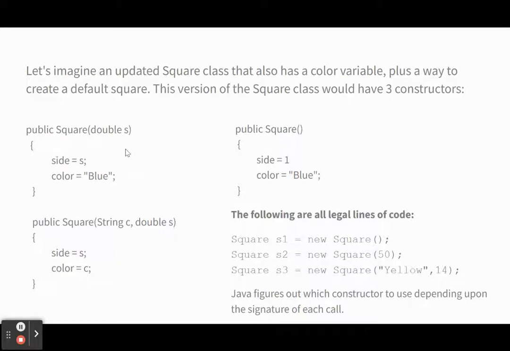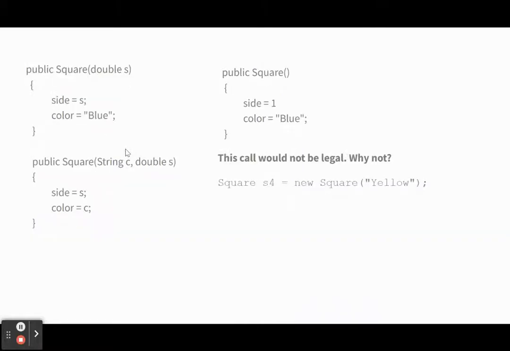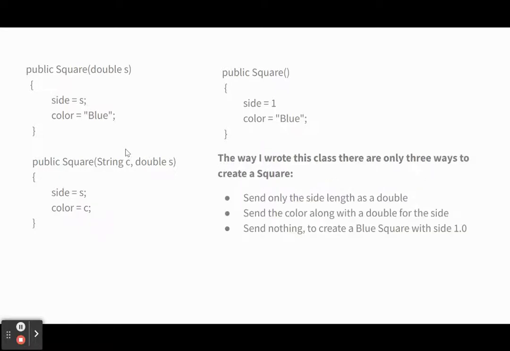And by the way, when you're overloading methods or constructors, you can't have two that are the same. You can't have one that takes a string, the color, and another one that takes just a string, like the name we want to give this square, because we're naming our squares now. You can't do that. They have to be different. Just taking a string is already taken. Well, it's not taken in this case, but you can't have two of those. This is not legal, because the way I wrote this class, there's only three ways to create a square: send over just the side length, send over the color with the double, or send nothing. Those are the three.